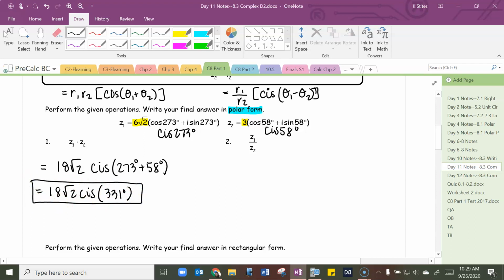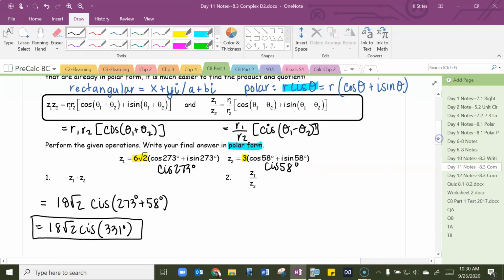Now, be really careful to check that you have a positive radius, which we do, and that your angle is between 0 and 2 pi or 0 and 360, which it is. So you're all set. All right, for dividing, we are going to divide our radii and subtract our angles. So z1 over z2, that would be 6 root 2 over 3, which is just 2 root 2.